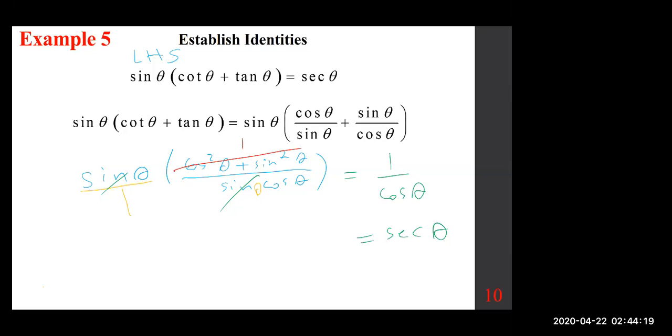Now, as I mentioned, you always want to take the side that is more complicated and work with it. And generally speaking, tangent and cotangent, we want to change them to sine and cosine. As long as you do that, it almost always works. Okay, class?